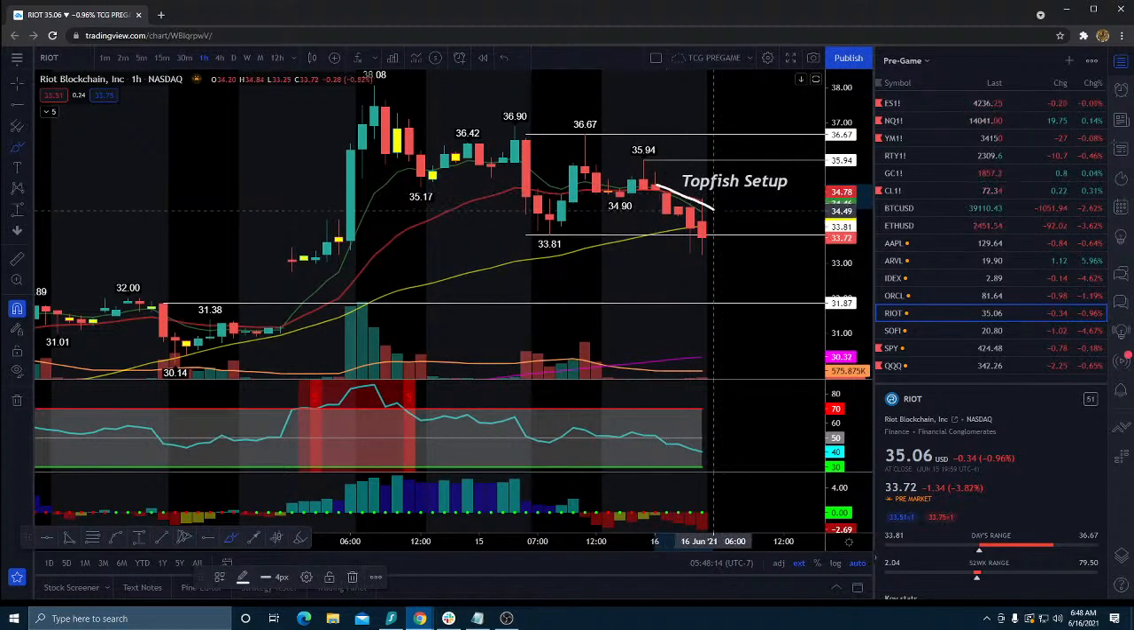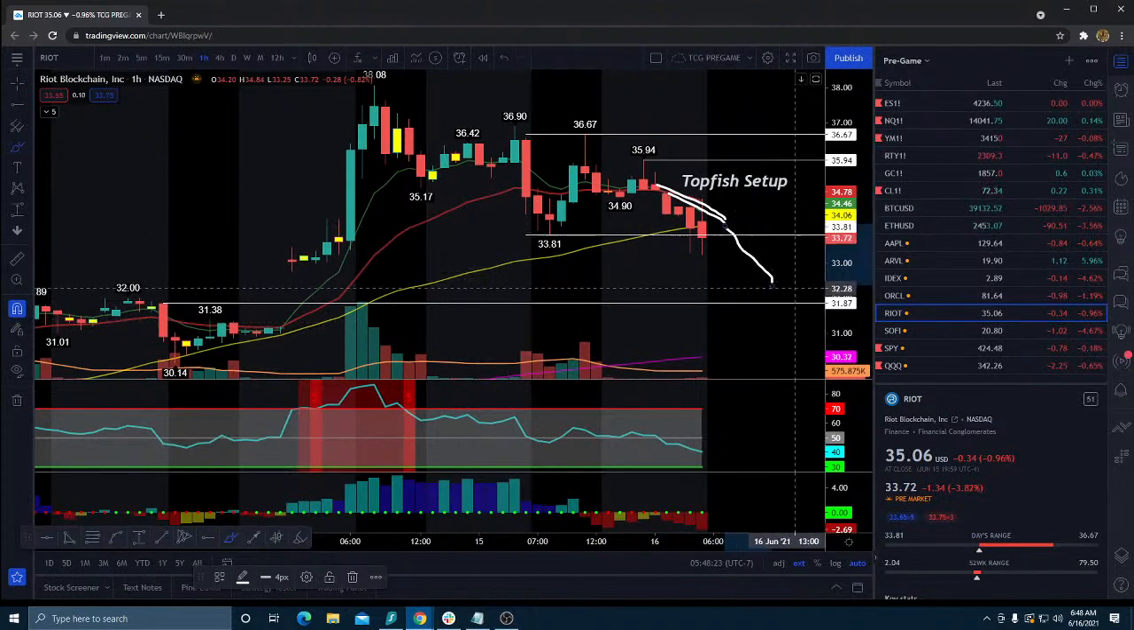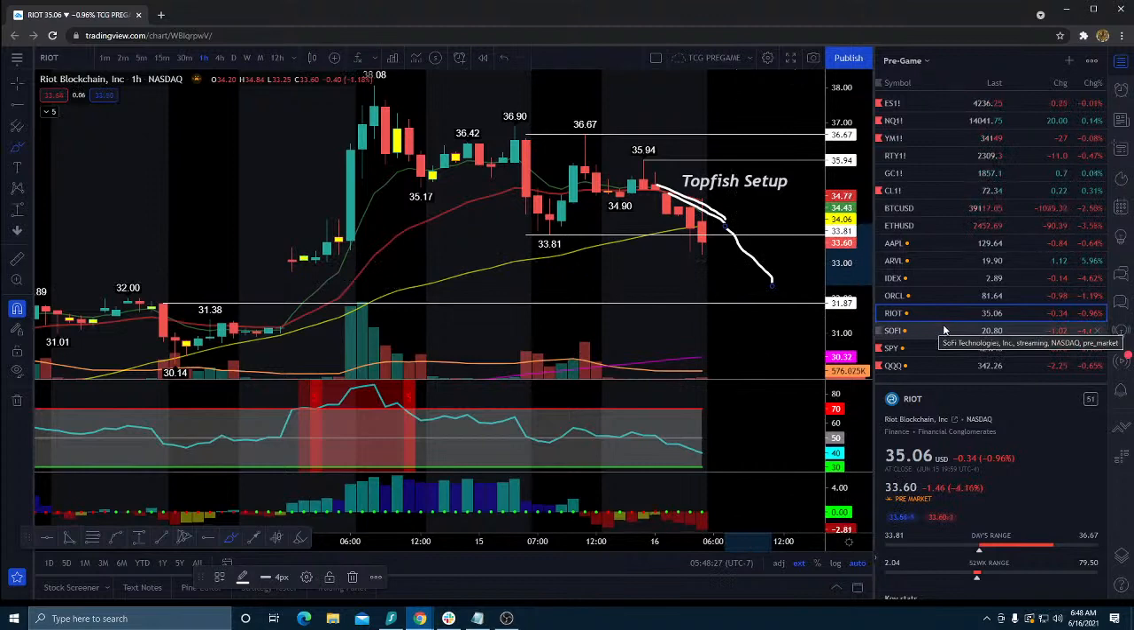Look at the slope of the EMA. Look how it's pointed down. This could really get moving. 31.87 would be your next level to the downside. So I like Riot to the short side. I would say that's probably the king of the mountain today, Riot to the short side.